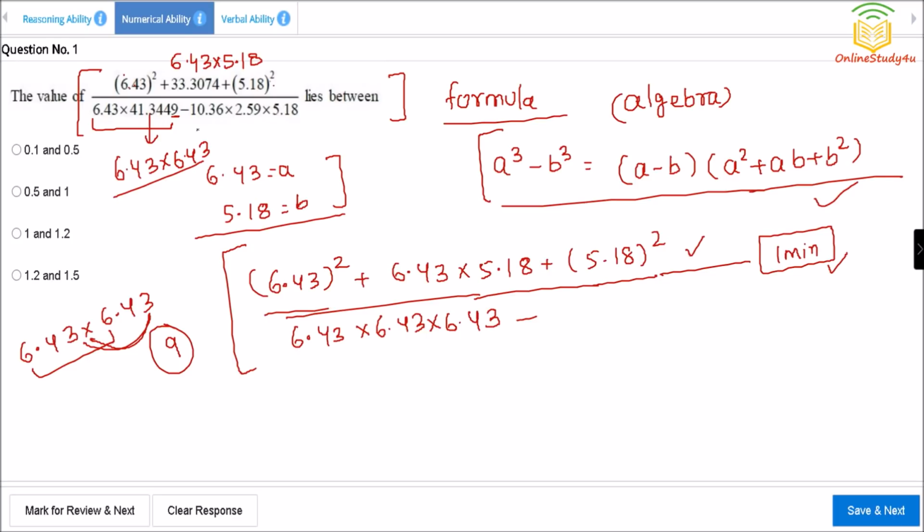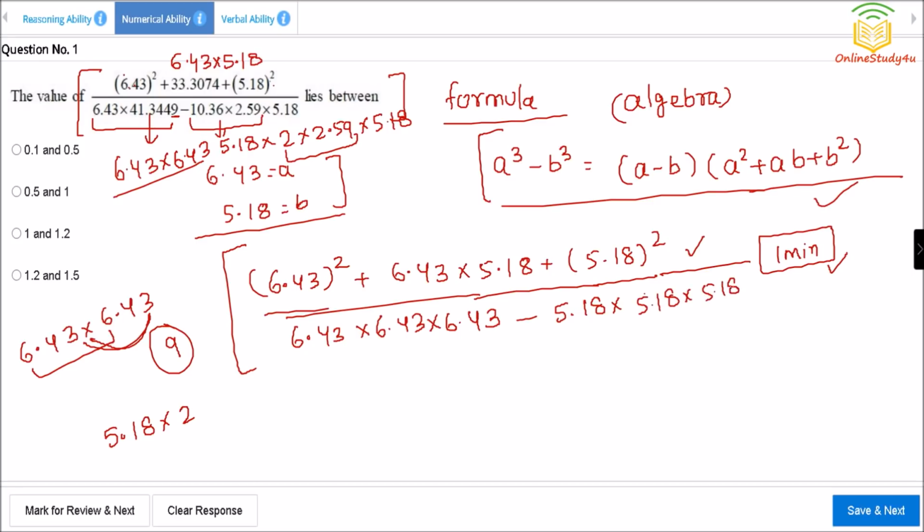Okay, done. Then you see these two parts. Everywhere they have written it in a very different form. So 10.36 is nothing but 5.18 into 2. So this is nothing but 5.18 into 2, then into 2.59 into 5.18. Now 5.18 into... if you multiply, 2 9s are 18, 2 5s are 10 plus 1 is 11, and 2 2s are 4 plus 1 is 5. Again 5.18.